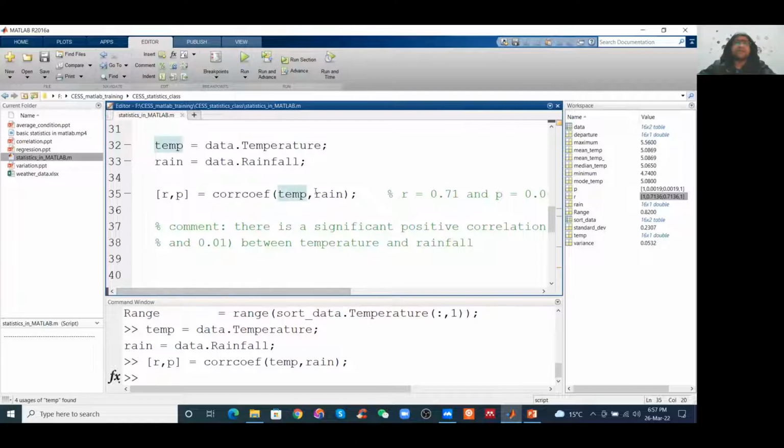If the temperature increases, rainfall will increase: more temperature, more evapotranspiration, more cloud, more rain.